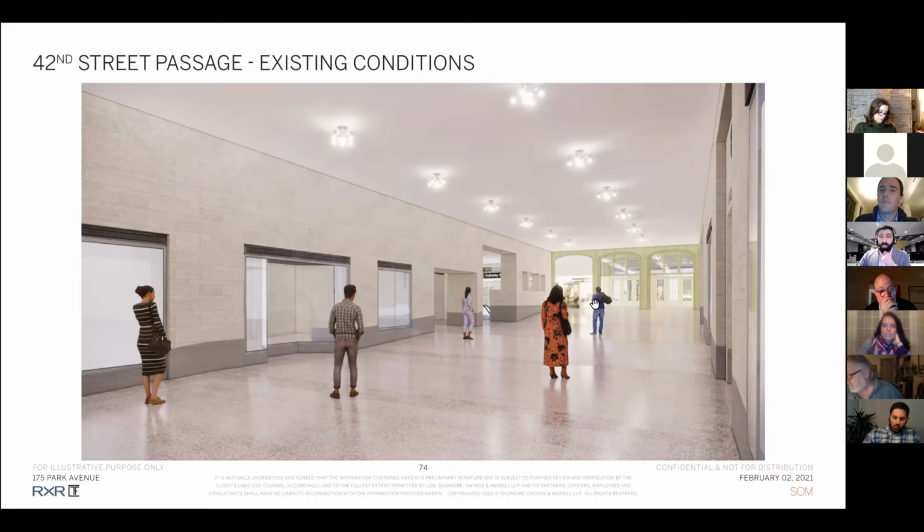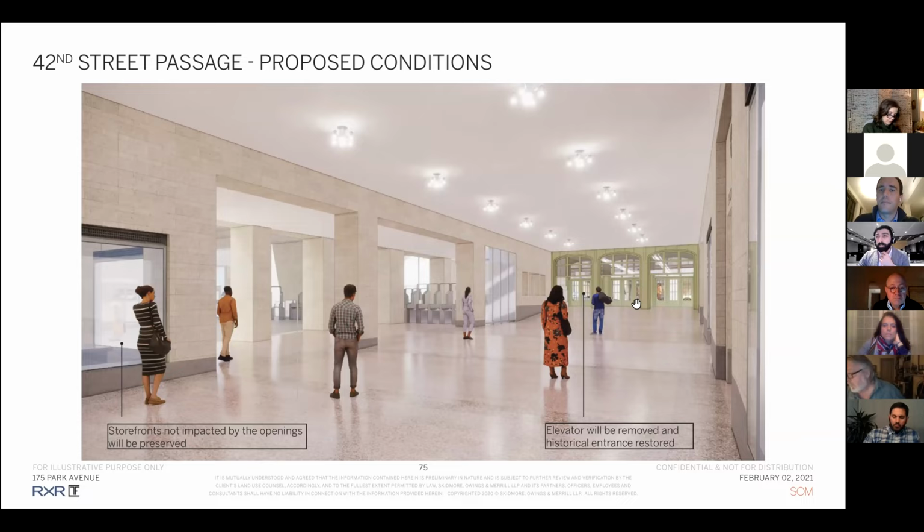And this is that third door that is currently blocked by an MTA elevator that we are proposing to relocate in order to restore this door to its original full width and its original historical condition. So that's our presentation. I know it's a lot to digest, but we're here to take any questions.